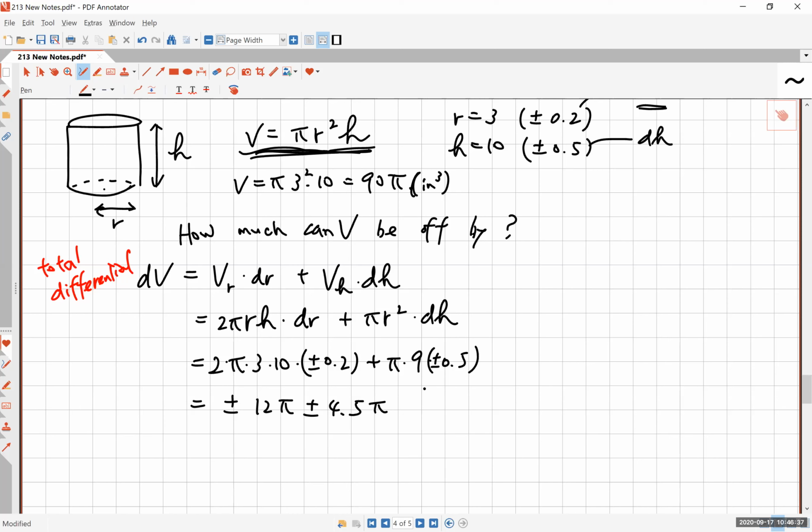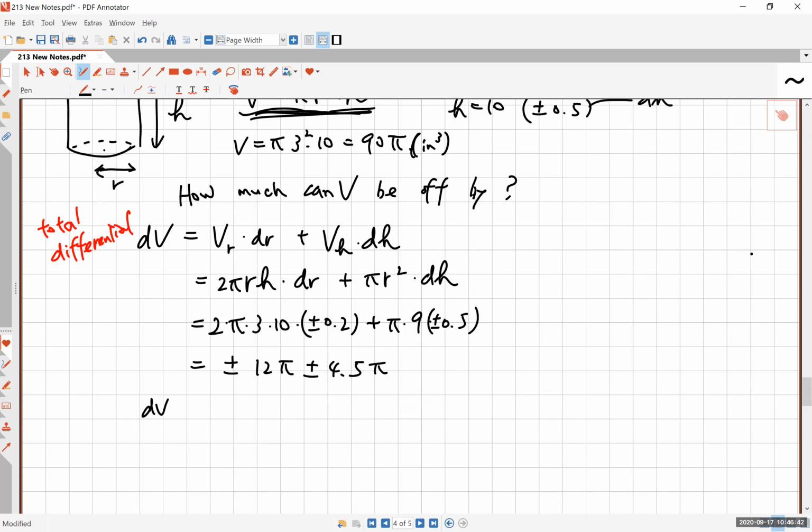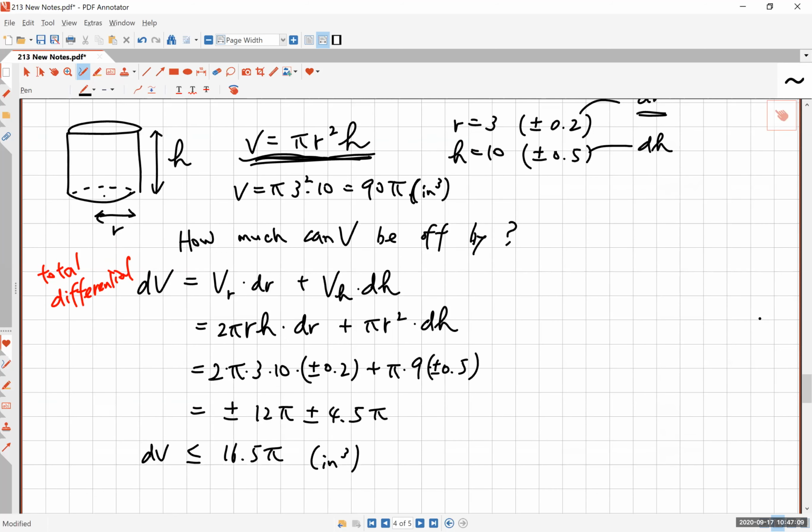All right, now this is a weird expression, right? Then basically you look for the worst case scenario. dV is the error, and the worst case scenario is when dV is the maximum, and that can be attained when both are plus and not the mixed thing. So the absolute value of dV is no more than 16.5 pi cubic inches. And so this is the maximum error that we can be off by.